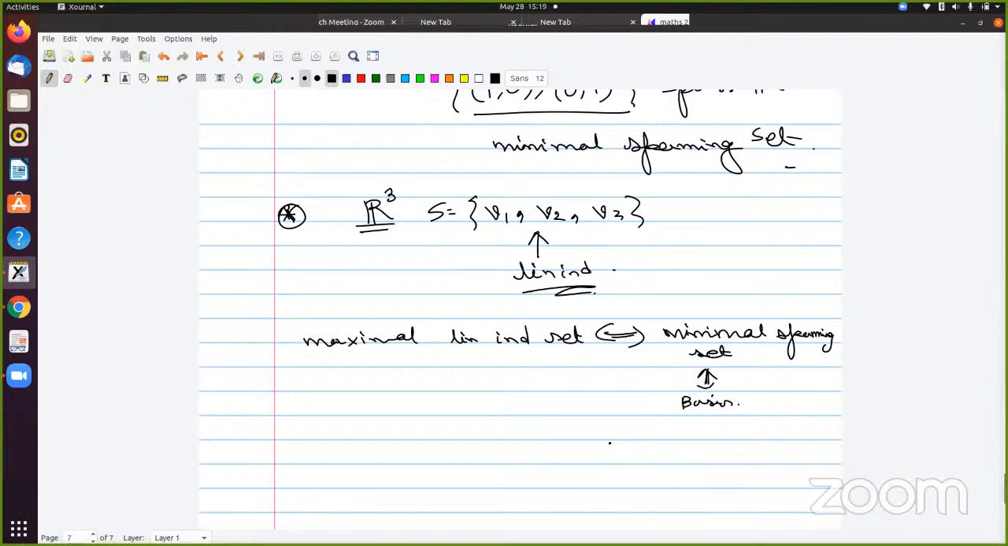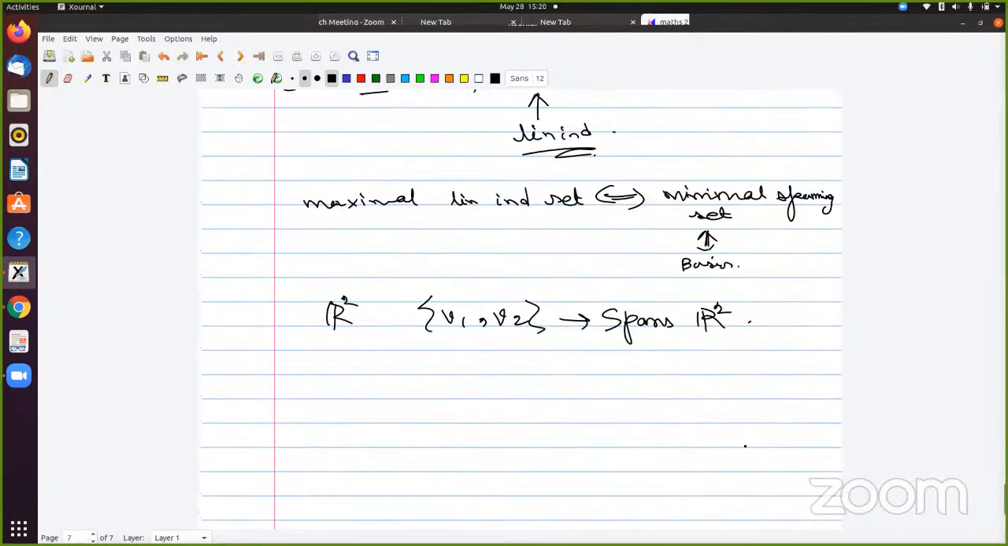Okay. Now suppose in R2, I am giving 2 elements, V1 and V2, and I am saying this spans R2. Now I am asking whether this set is linearly independent or not. Is this set linearly independent? Yes, sir. It must be, right?